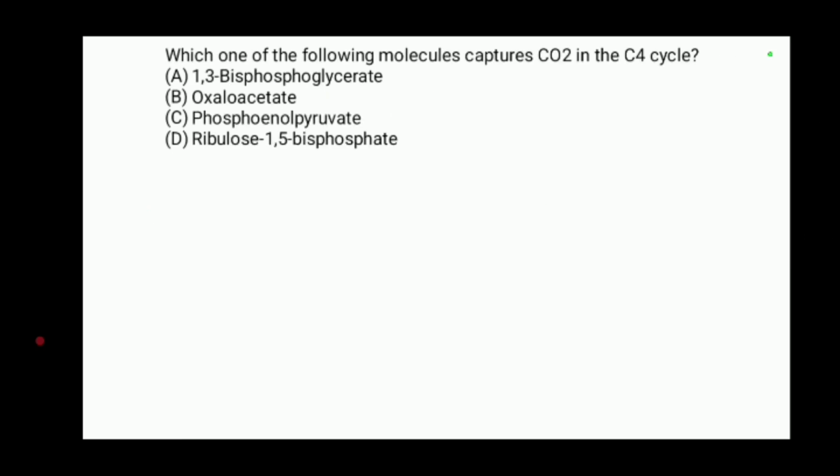Next, which one of the following molecules captures carbon dioxide in the C4 cycle? Option A, 1,3-bisphosphoglycerate. Option B, oxaloacetate. Option C, phosphoenol pyruvate. Option D, ribulose 1,5-bisphosphate. And the correct answer is option C, phosphoenol pyruvate.